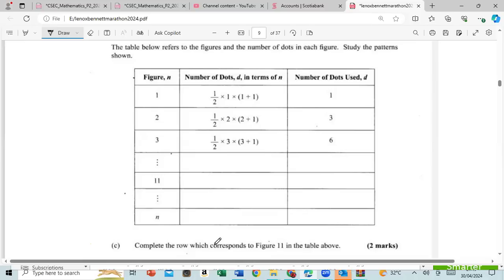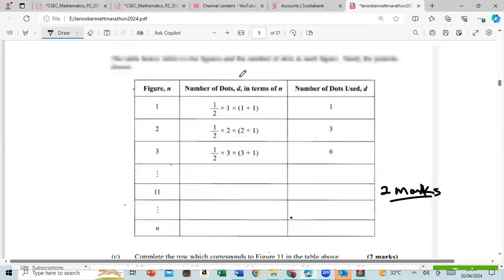It says complete the row which corresponds with figure 11 in the table below. So I'm just putting the 2 here, and the last one we have right beside it. I have the expectation that I have seen that question here somewhere already. Alright guys, go ahead and work that out, and then you can take it from there.